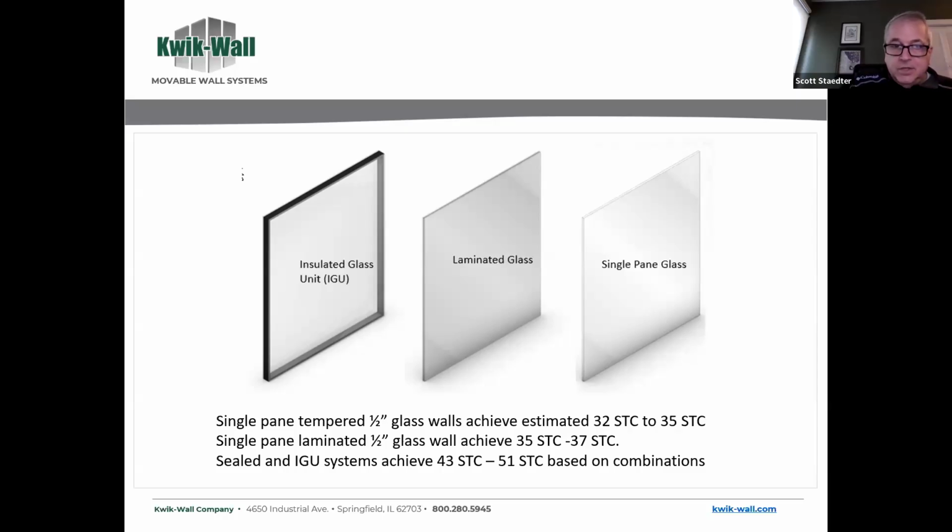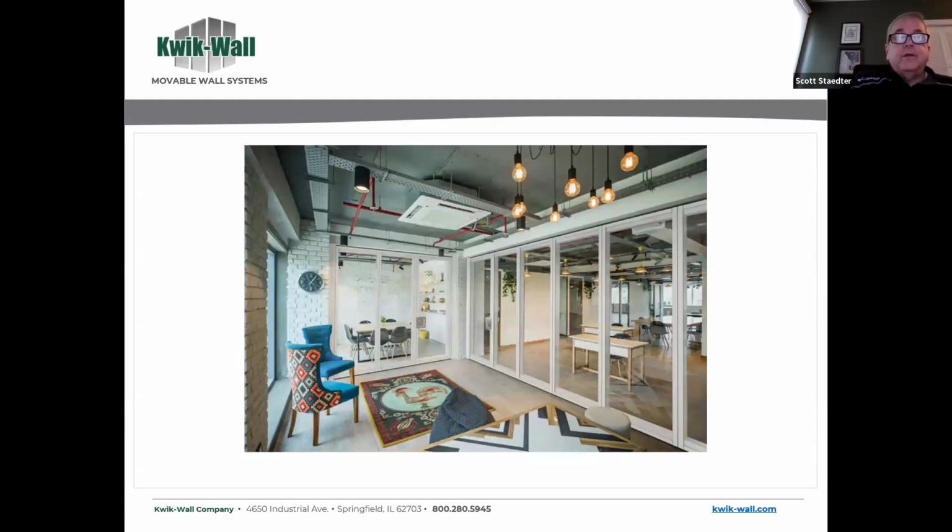Sealed double glass IG units achieve that 43 to 51, and it's based on various combinations of glass. So you can have laminated glass and so forth in there, and you'll be able to achieve it. You'll see two pieces of sealed glass. When it's sealed to the frame, it doesn't have to be an IG, it doesn't have to be an insulated glass unit. You get great acoustics.